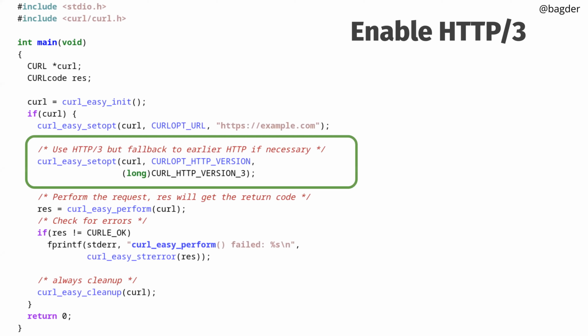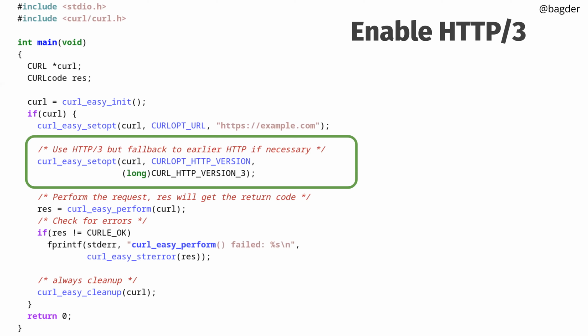Pretty much, if you want to do this, I want to have H3 but fall back to an older one if it doesn't work. You just ask for H3 in this HTTP version option. If you ask for please give me HTTP3, that actually means try HTTP3, and do this happy eyeballs fallback thing that Stefan just mentioned.